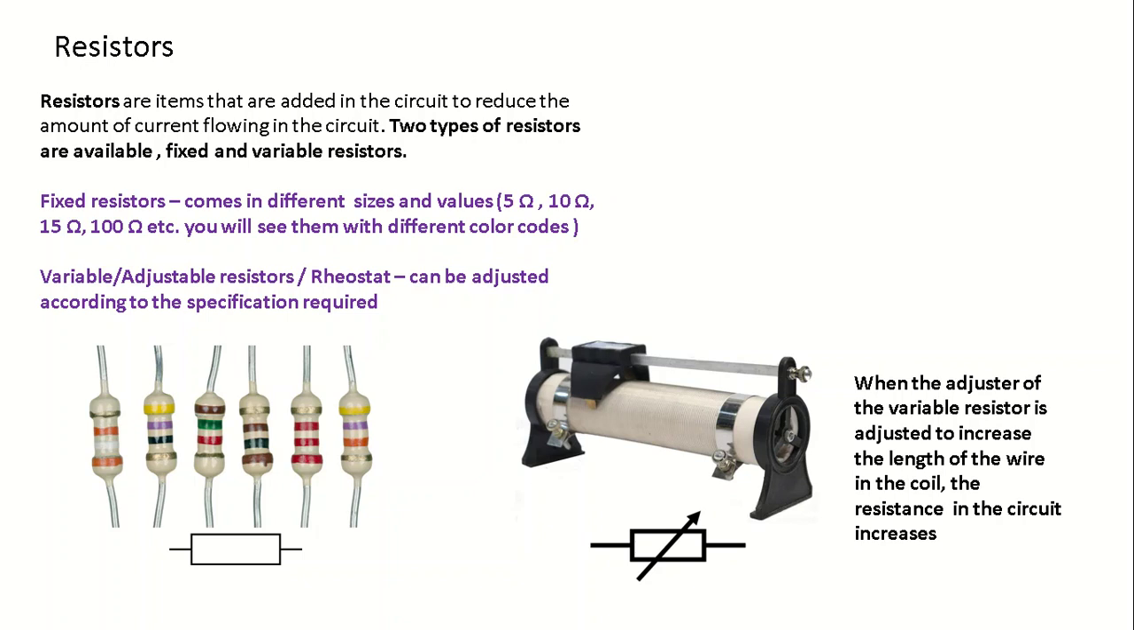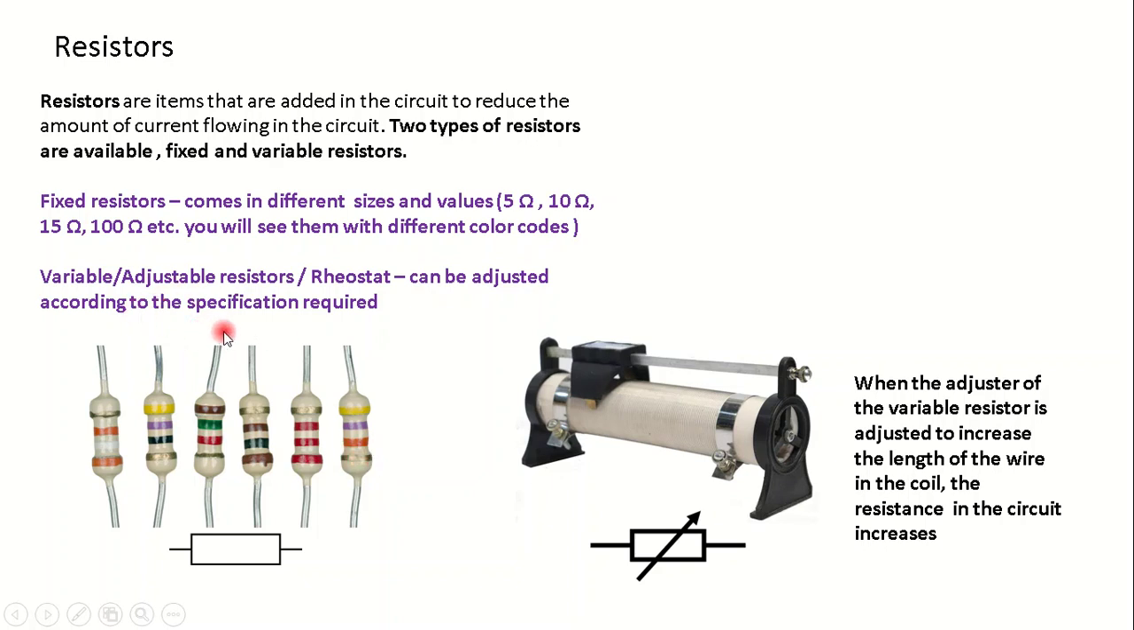For a variable one, they come in different shapes and sizes with different values, like what we have here. We have 5, 10 and so on ohms. The fixed resistors are also color coded. Each color has a representation. Okay, the color coding tells us about the size of the resistor.